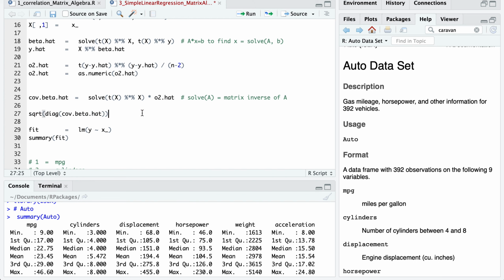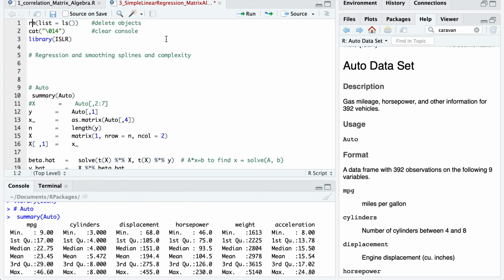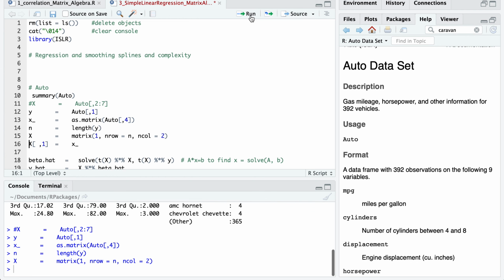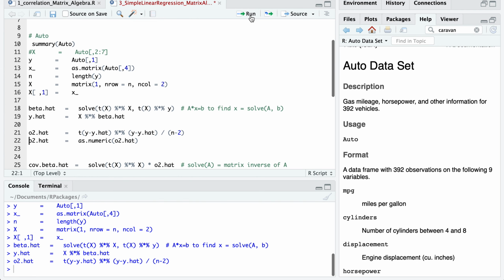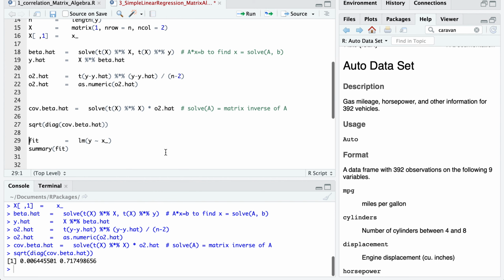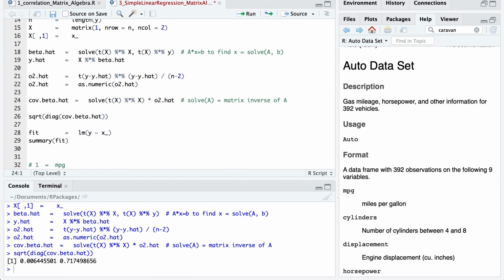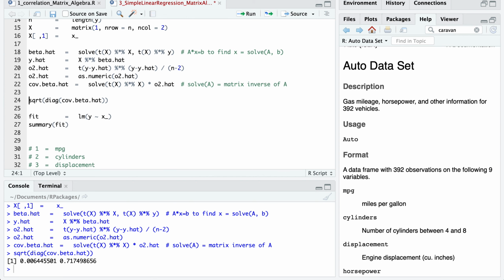I will just run it one by one. So the standard error of the slope is 0.006, and the standard error of the intercept is 0.717. This is what we learned with our linear algebra approach. You know what's going on, and now we can imagine it even for more complicated problems.